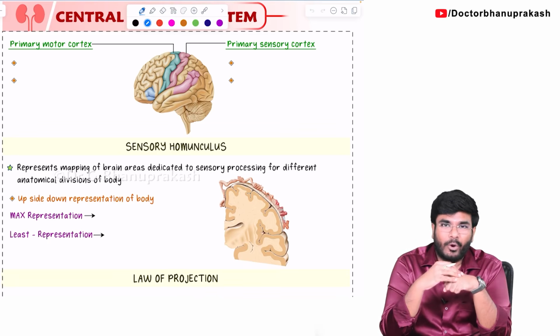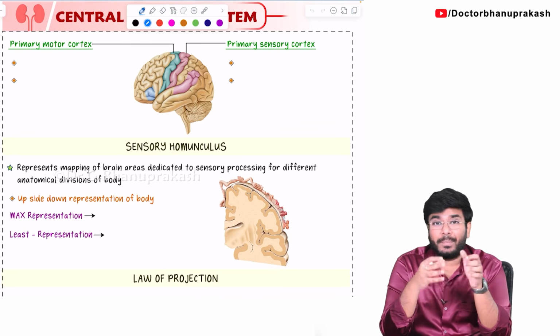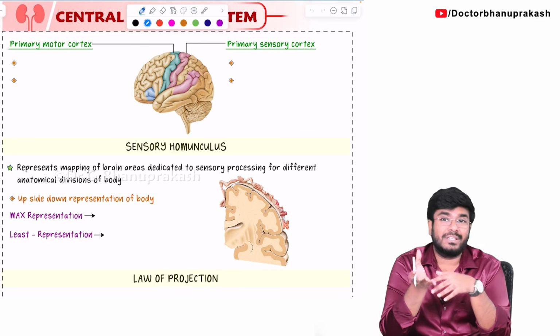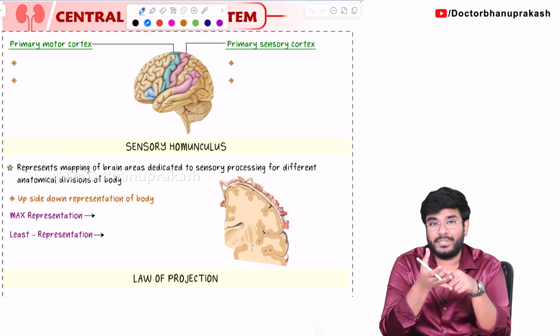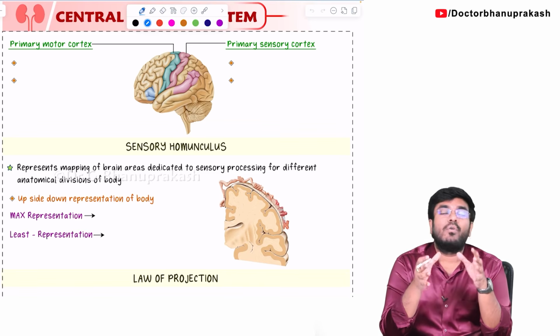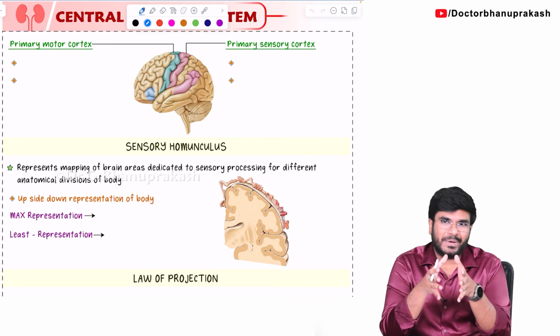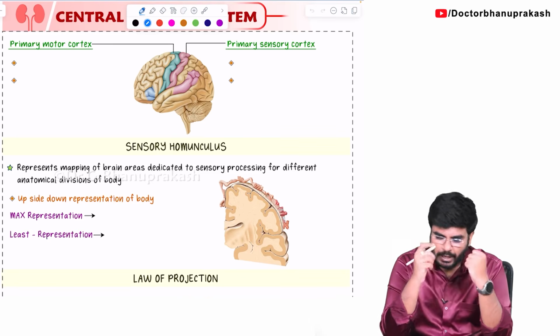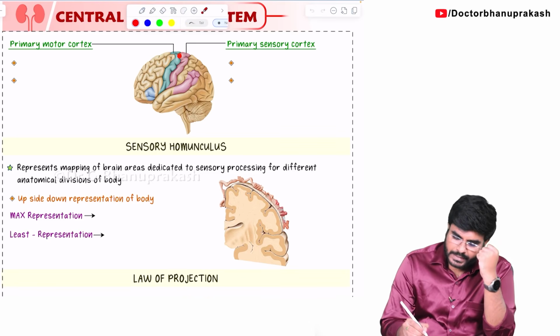All the sensations from our body like touch, pain, temperature, pressure, the primitive sensations as well as the advanced sensations like fine touch, vibration, 2-point discrimination, proprioception, all the sensations, where are they relaying, to which part of the cortex? So now look here guys, this area that I am highlighting right now in the red color.